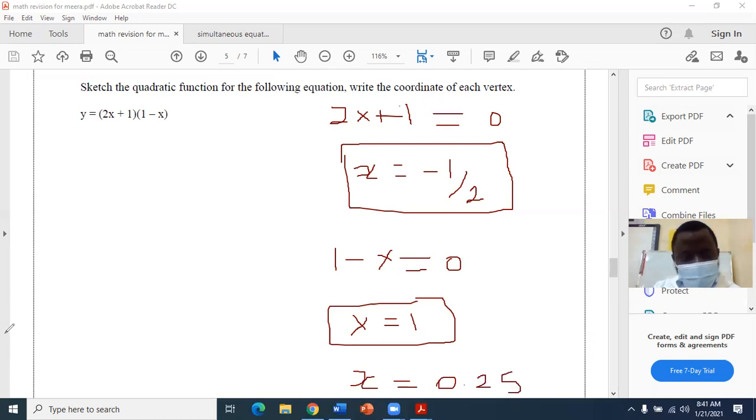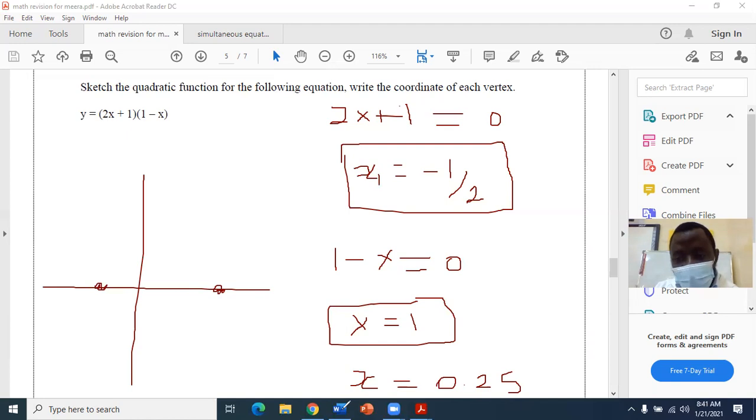Right? Now, let's start the graph. Remember that my x1 is minus half. Let's say that is here, because this is the minus side. And let's say that x is 1. Let's say that will be here. This is 1. Now, the turning point, x is 0.25.